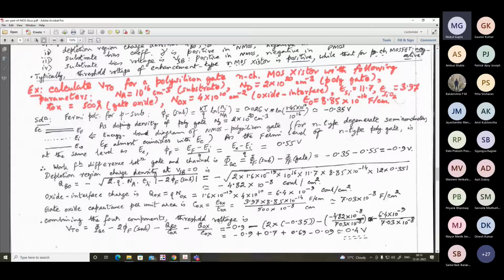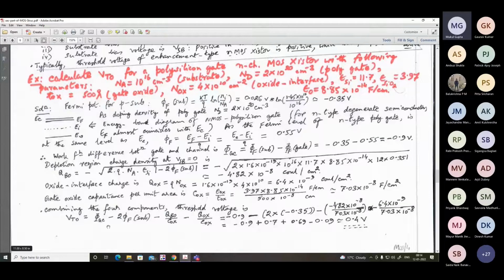Now combine the four components of the threshold voltage. So we can find VT0 equal to phi GC, that is equal to minus 0.9. Why is the minus 0.9 coming? You see from this expression, that means here phi F substrate minus phi F gate. Phi F substrate we have calculated to be minus 0.35, and phi F gate is 0.55. So it is becoming minus 0.9. And then we have got minus 2 phi F. Okay, so there is minus 2 into minus 0.35. It becomes 0.7.